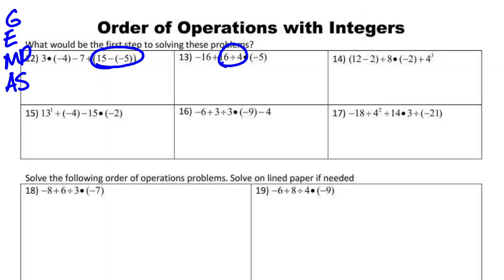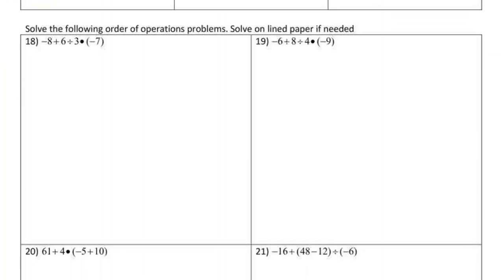So for 14, I have to do this grouping first. 15, I have to do the exponent. 16, I don't have any groupings. I don't have any exponents. I have multiply, divide. Division comes first in line. And then number 17, I don't have any groupings, but I have an exponent. All right, so what I want you to do is pause. I want you to do 18 and 19. And when you're ready, unpause. I'll check your answers with you, and then you can do 20 and 21.